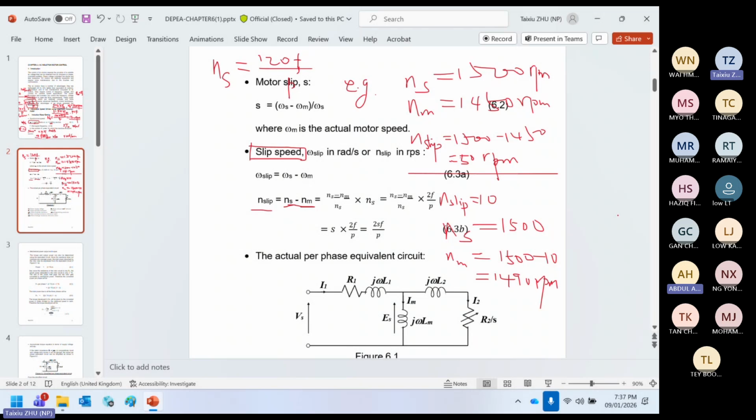NS is the synchronous speed. NM is the motor speed.